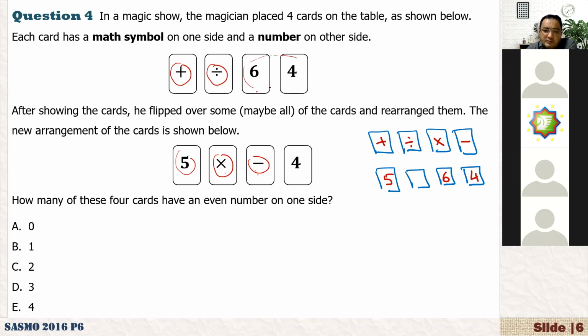We are talking about these numbers. One symbol is left, and here we have one more number, so that number should be behind division. The question is, how many of these 4 cards have an even number on one side? 4 is even, 6 is even, 4 is even. How many is it? 3. The answer is 3. Okay, Nargis, your answer is correct.